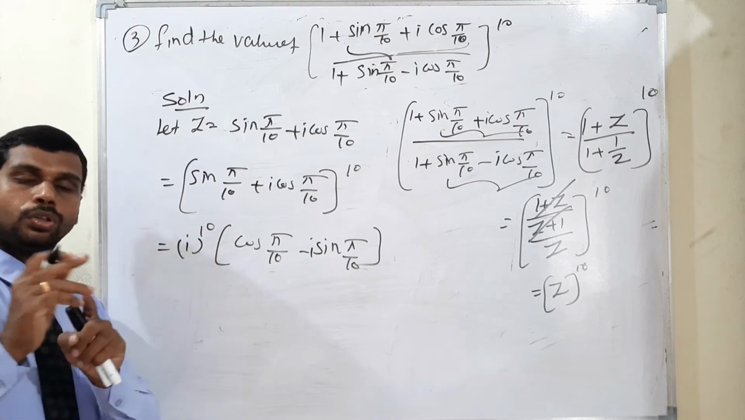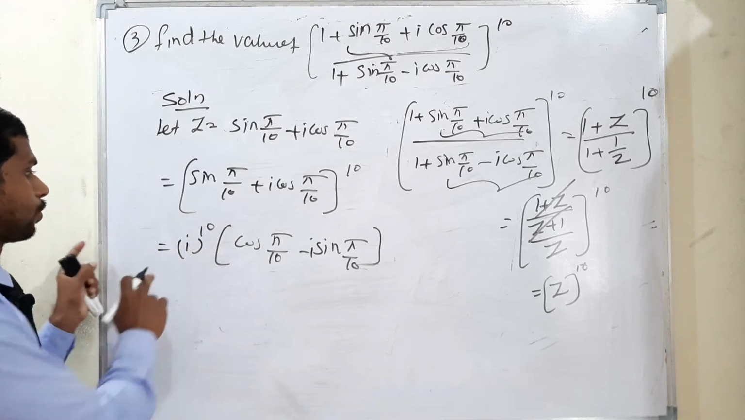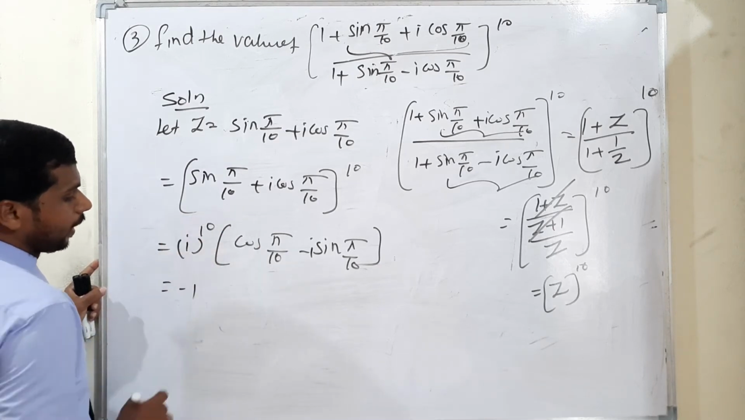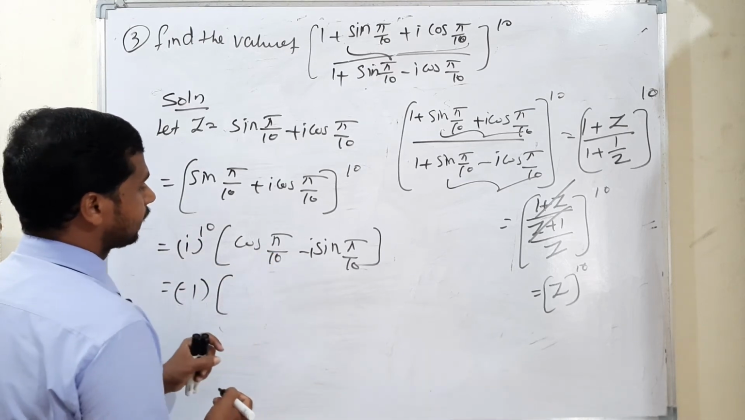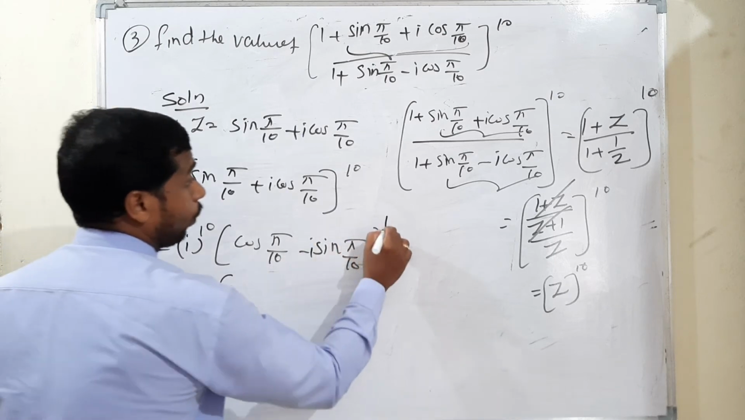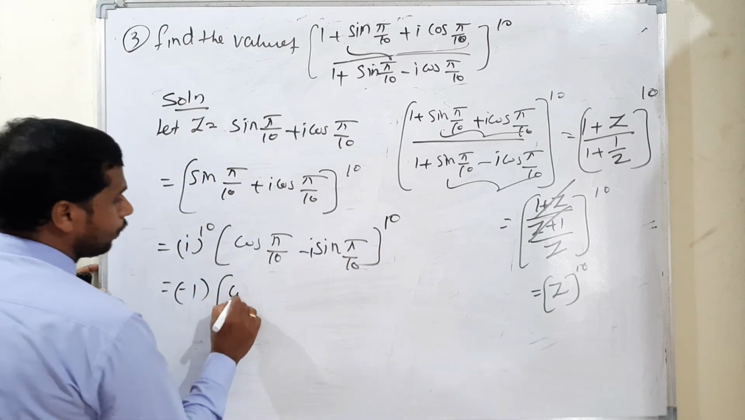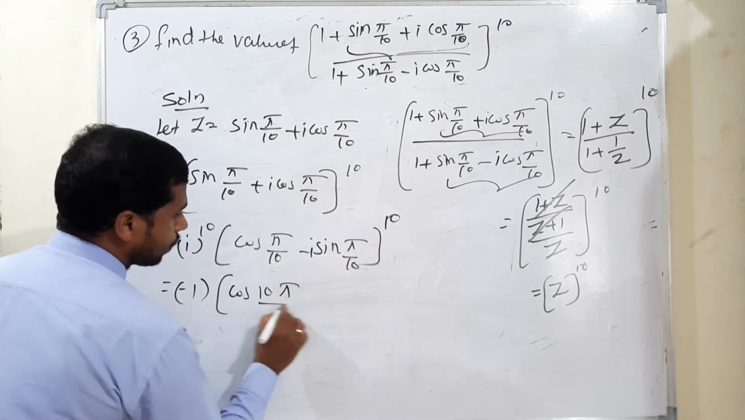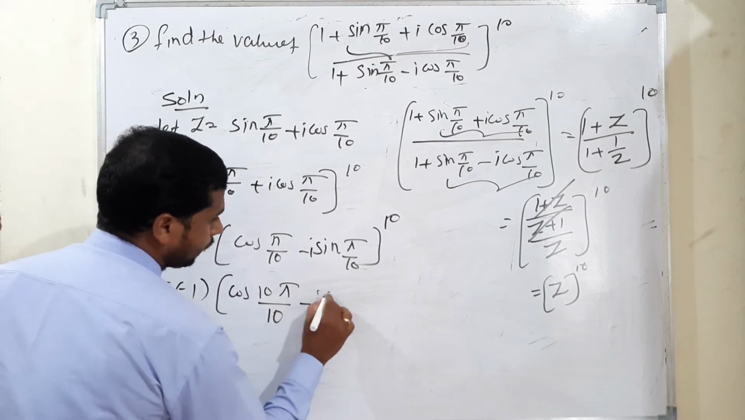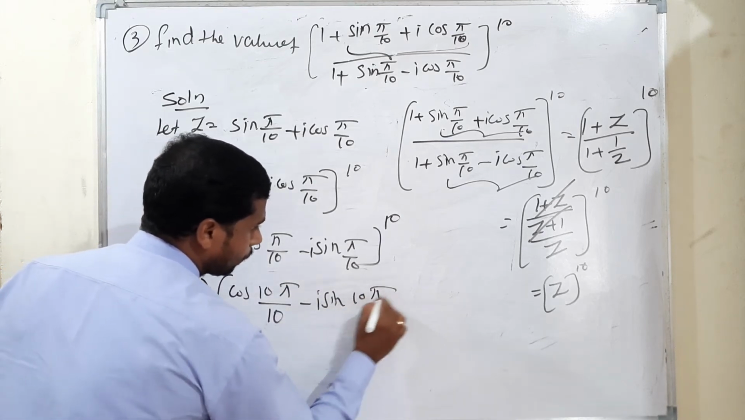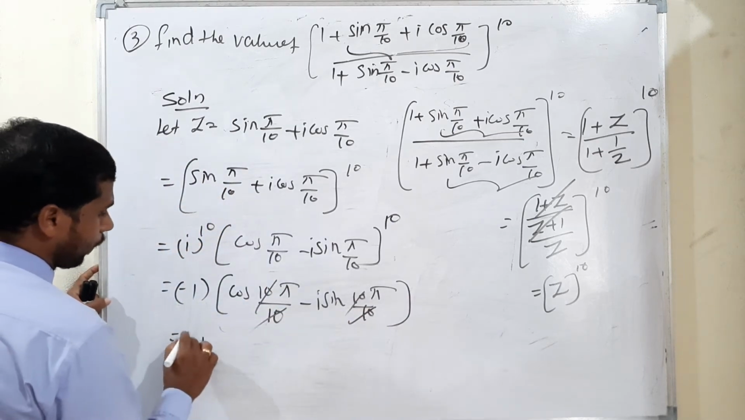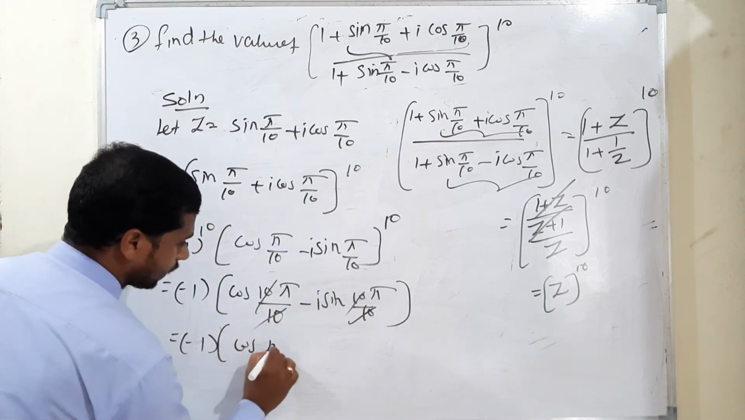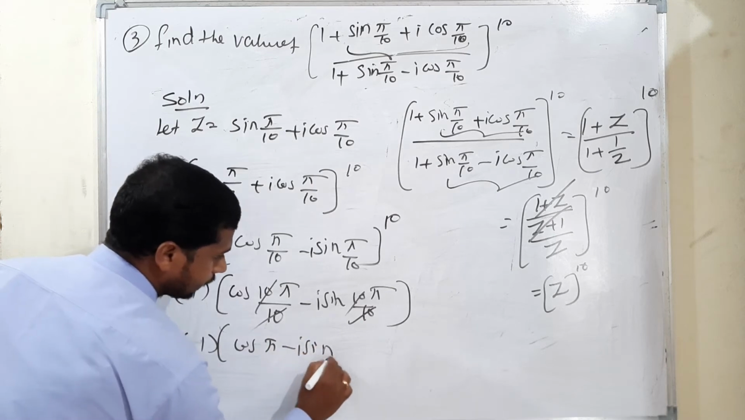So we can write it as minus 1, then again (cos π/10 + i sin π/10)^10. According to De Moivre's theorem, each and every term is multiplied by 10. So cos 10π/10 − i sin 10π/10. Again 10 and 10 cancel, here also 10 and 10 cancel. Therefore minus 1 into (cos π − i sin π).